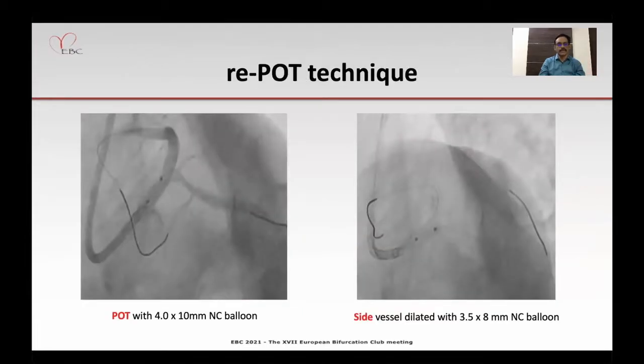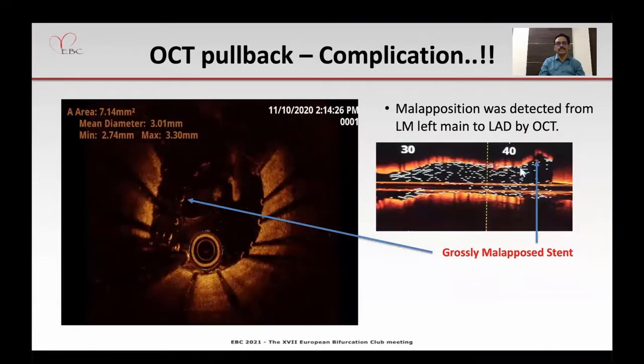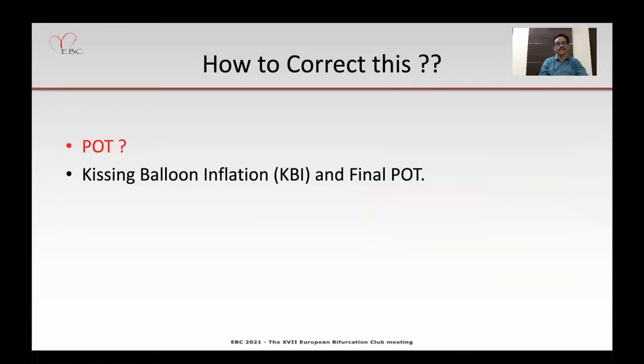Now this is the RePOT technique, that is the POT followed by distal recrossing and an NC balloon into the LCX, which was dilated there. And an OCT pullback showed a grossly malopposed stent following the side branch balloon dilatation. This malopposition was not only in the left main but also in the proximal LAD, as the stent rendered view shows there. So how to correct this malopposition?